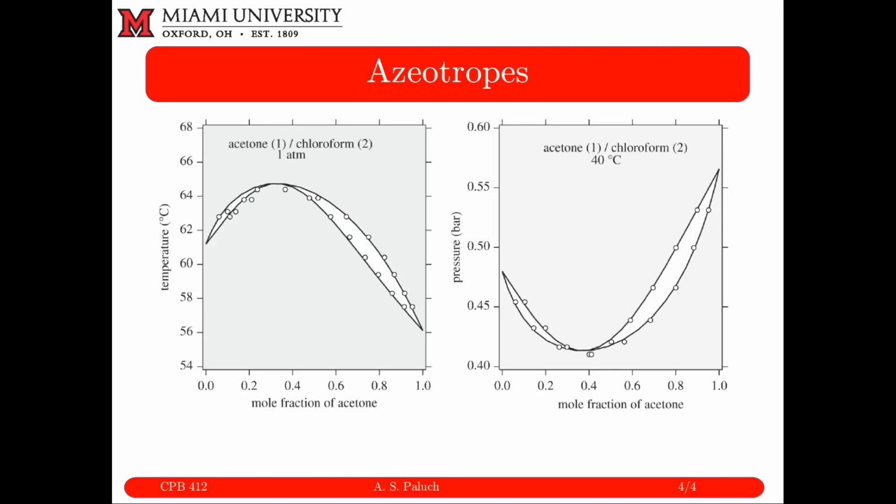So to wrap things up, we looked at minimum boiling azeotropes. Next is a maximum boiling azeotrope. We said a minimum boiling azeotrope you could think of as resulting from unfavorable cross interactions. A maximum boiling azeotrope is going to result from favorable intermolecular interactions. The classic poster child of maximum boiling azeotropes is acetone-chloroform.